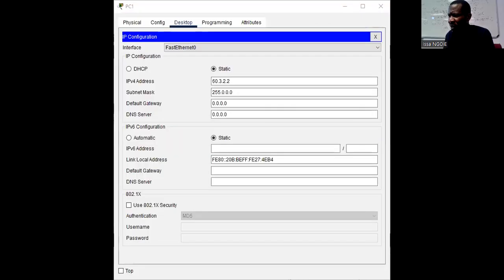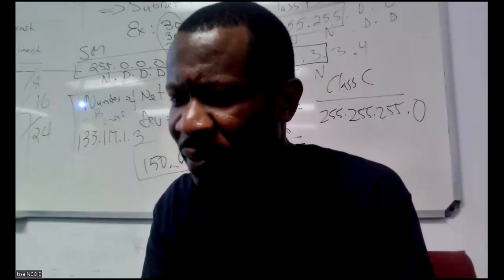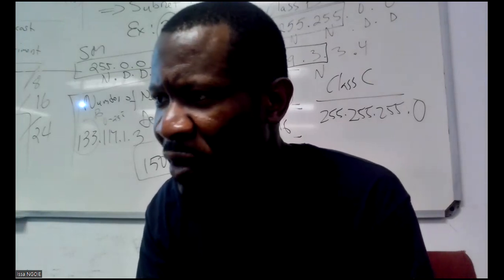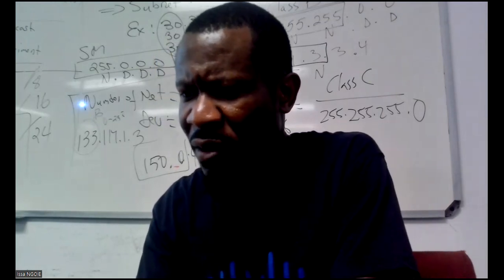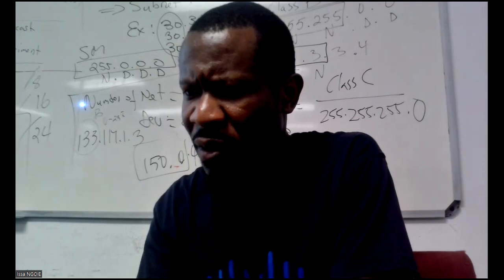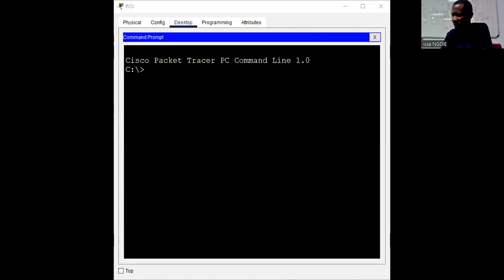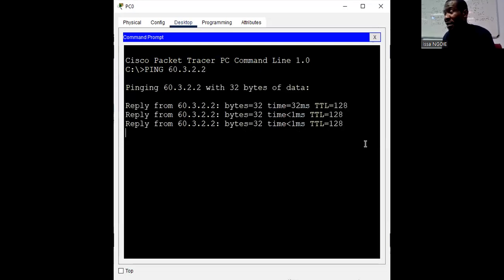When I'm done, I can try to test the connectivity. Let's try to test the connectivity. I'm gonna try to ping. It was 60.3.2.3.2. Yeah, you can see that the communication happens.